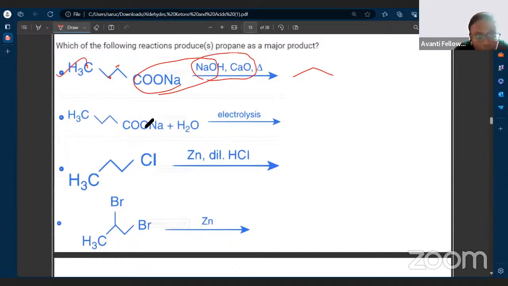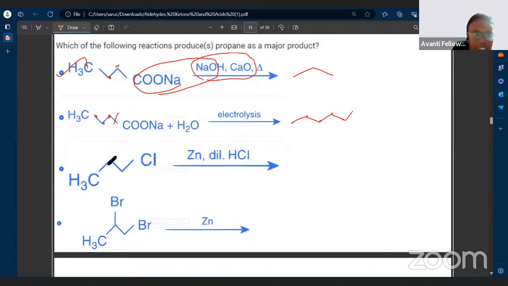And here you're doing the electrolysis. So when you do the electrolysis, sodium salt on electrolysis will give you R-R. It means that you'll be getting hexane as the product. You have 1, 2, 3 carbon. Yes, again 3 carbon. So therefore you'll be getting hexane as the product. 1, 2, 3, 4, 5, 6.